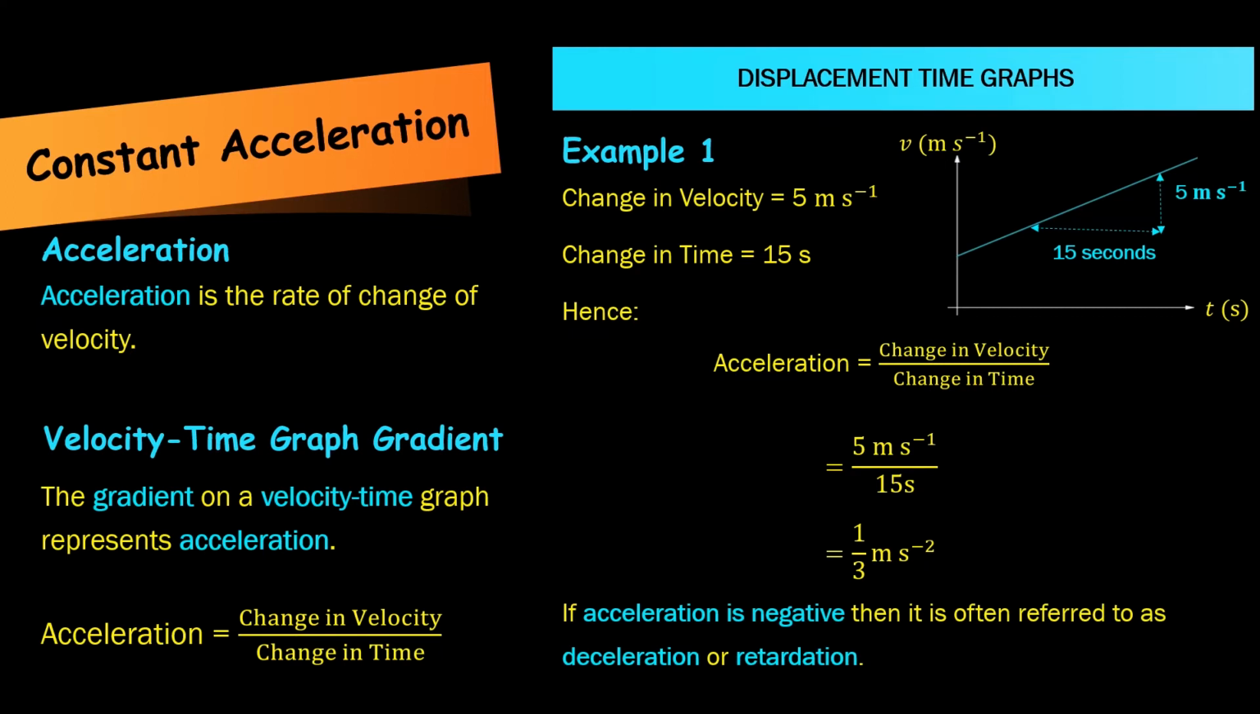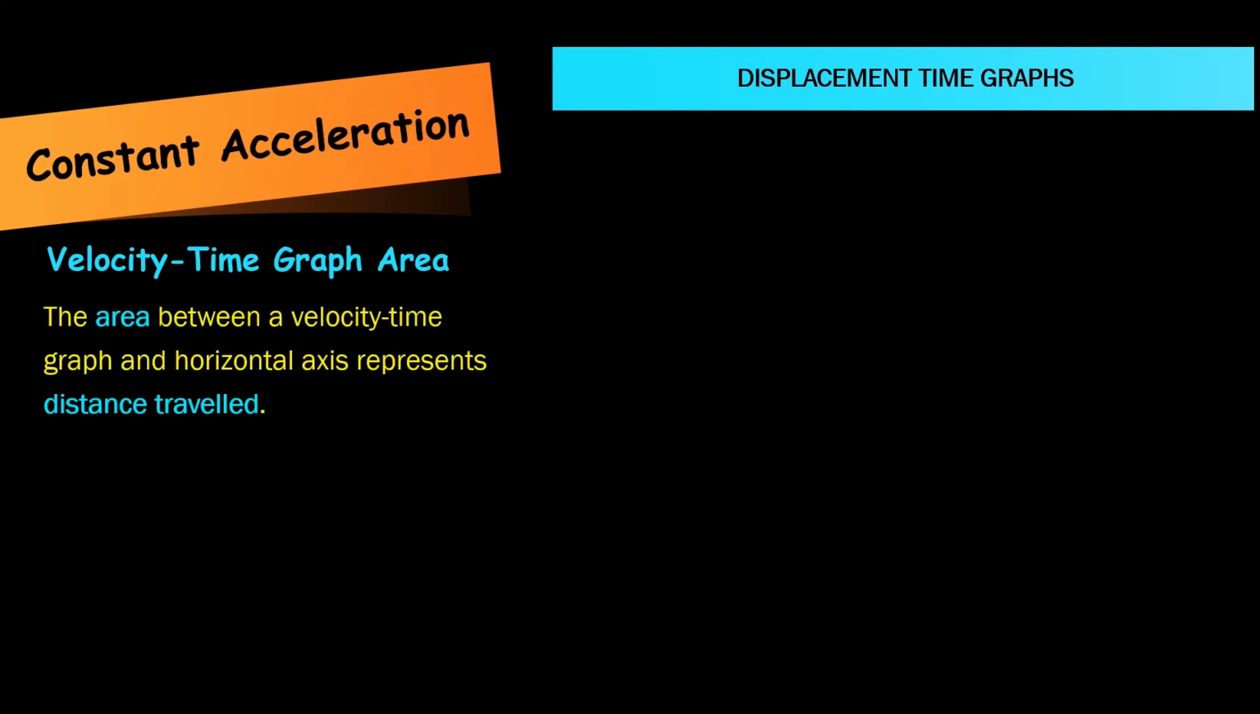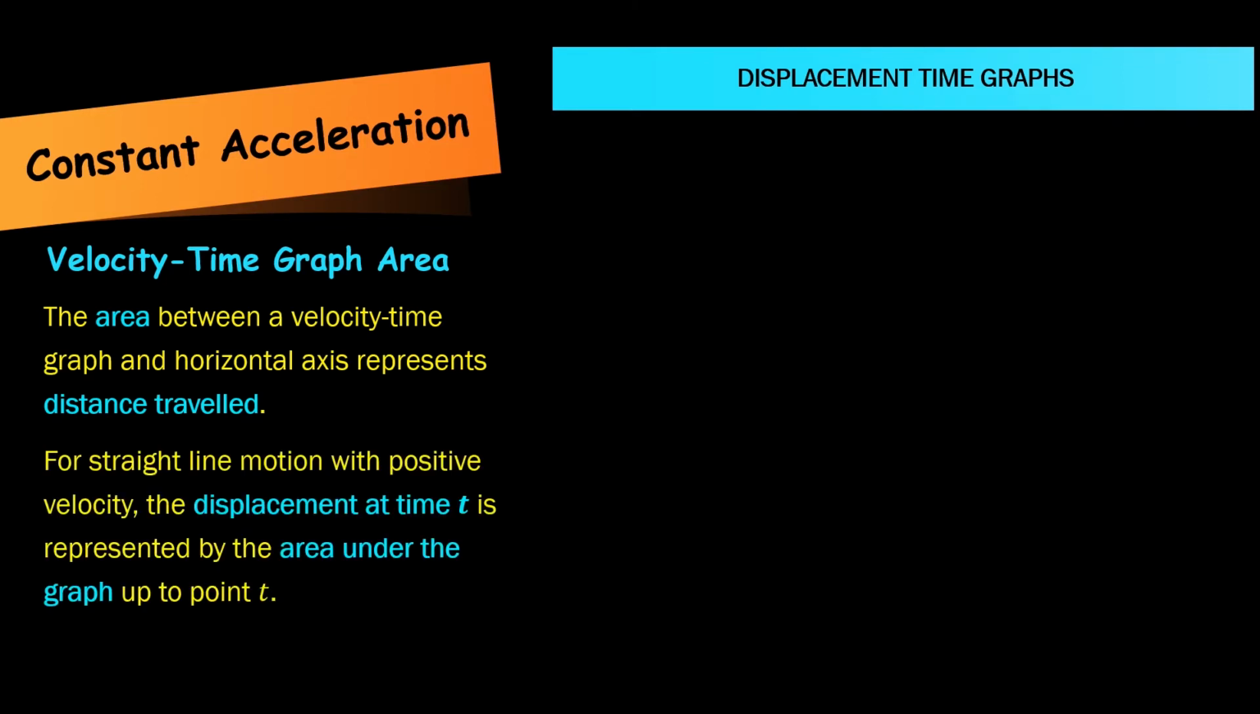If acceleration is negative, then it is often referred to as deceleration or retardation. The area between a velocity time graph and the horizontal axis represents the distance travelled. For straight line motion with positive velocity, the displacement at time t is represented by the area under the graph up to the point t.